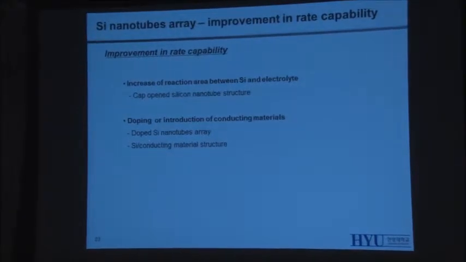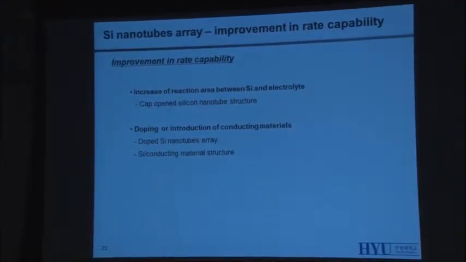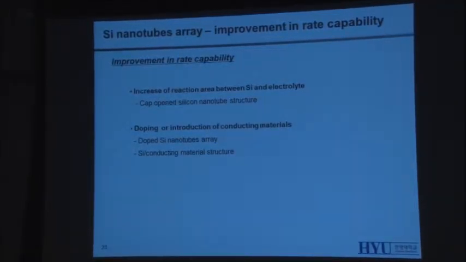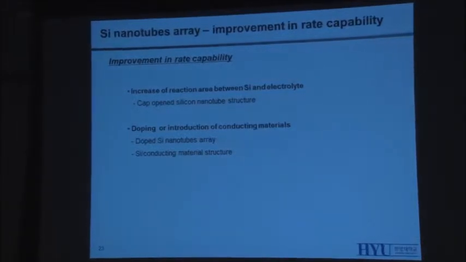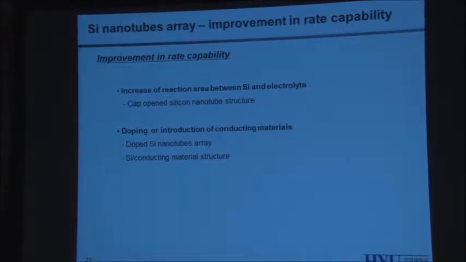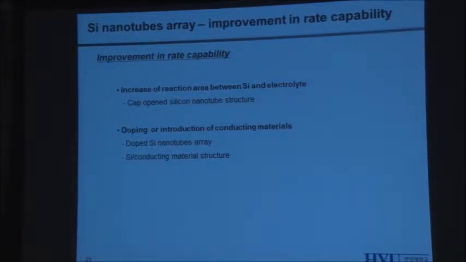After we completed these studies, we talked about how the silicon nanotube shows very good cycle retention, but poor rate capability, because silicon has much lower lithium ion diffusivity and conductivity. We can improve this rate capability in two ways. We can simply open the tube so that it can interact with more electrolyte solution. The second is to increase the electron conductivity. We can dope the silicon nanotube to increase the electron conductivity, so we can expect some improvement in rate capability.